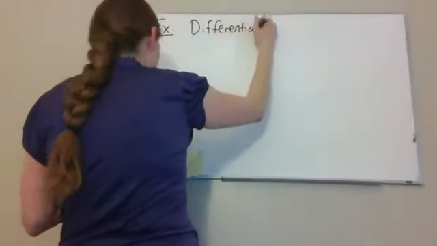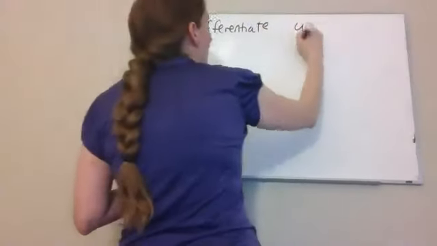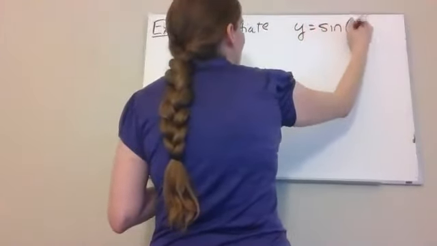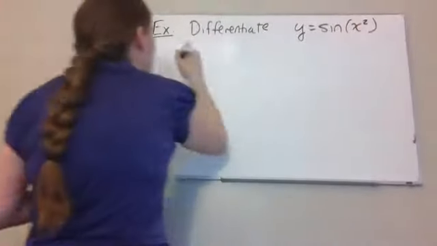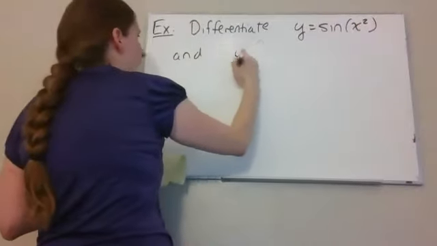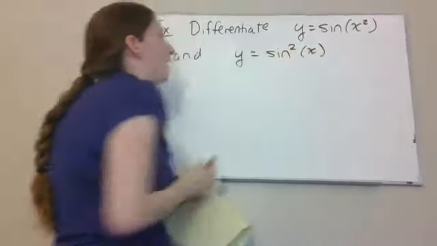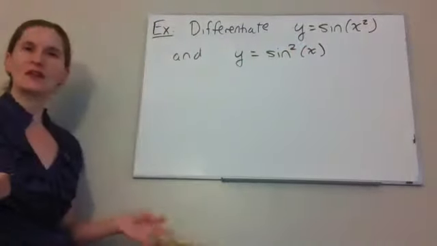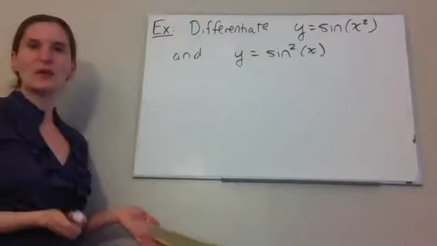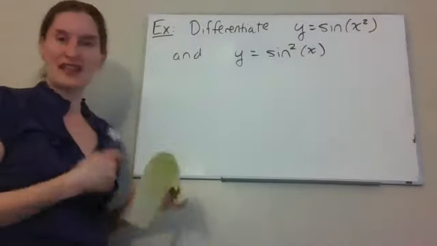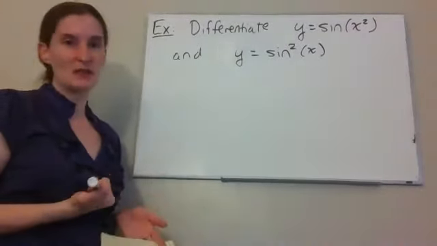Differentiate y equals sine of x squared and y equals sine squared of x. So these look like very similar functions, but the outside function and the inside function are different on both of these.